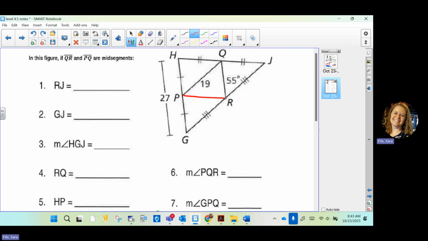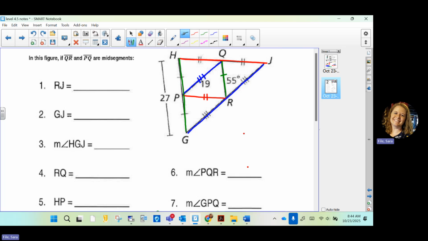And how many tick marks should I put on PR? 2. Good. Because it's parallel to this one up here, and those halves have 2. So this is going to have 2. If you want to color code your whole thing, you can if you use colors. So this one's going to be parallel to this. So how many tick marks should PQ have? 3. Okay, and then this one will have 1.